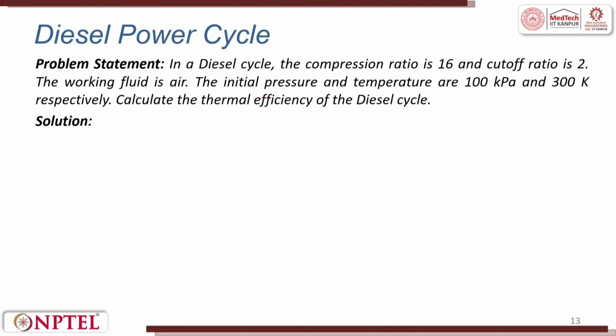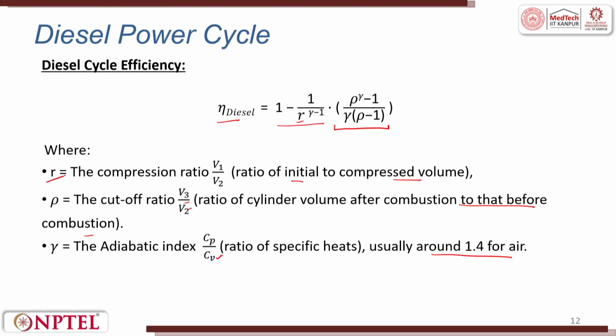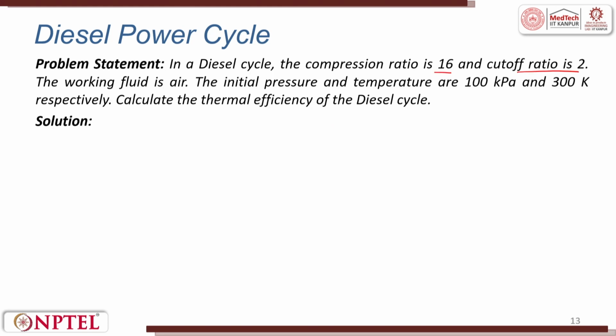In a diesel cycle, the compression ratio is 16 and the cut-off ratio is 2. Just to recall, this is the compression ratio r, this is the cut-off ratio rho. So I can put the values, r is equal to 16 and rho is equal to 2. The working fluid is air. When we say air is the working fluid, we put the value of gamma as 1.4.